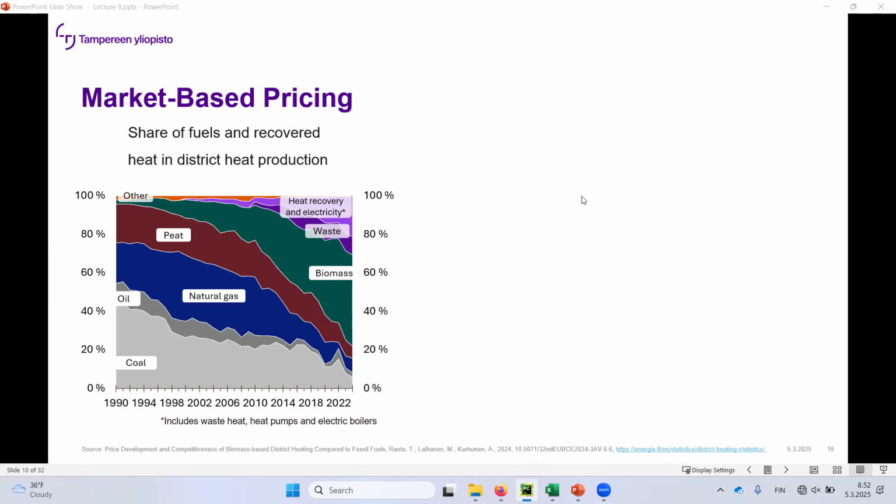And on this market-based pricing, this is a really interesting thing in my opinion, because this is a perfect example of what's been happening in Finland now. For example, district heating production has been making this transition from fossil fuels to biomass. There's been this electrification. So a lot of these electric boilers have been installed in just a couple of years.